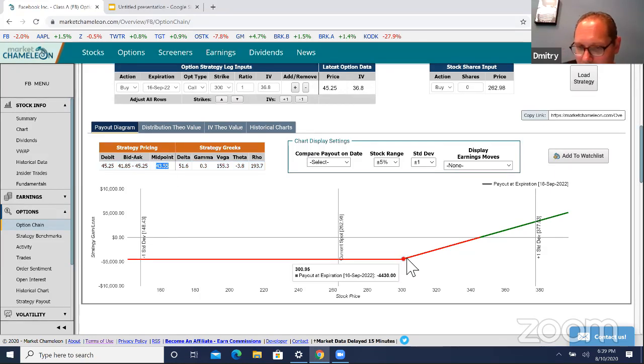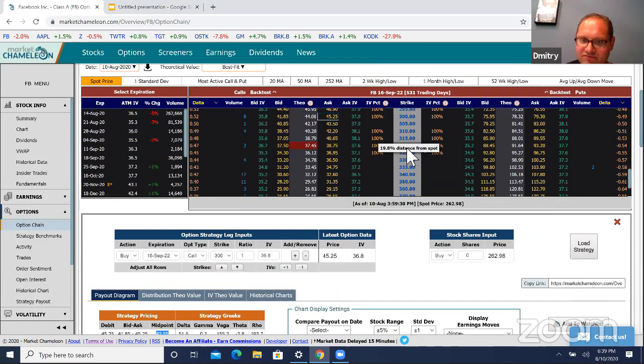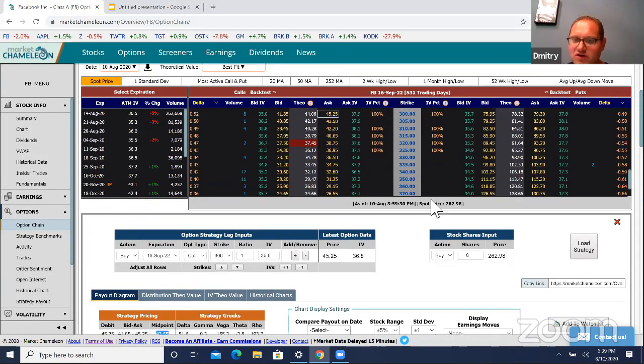When it starts going above 300, remember now it's getting intrinsic. Now it actually has some intrinsic value, meaning that if I buy it, I have the option to buy it for 300. But if it's 301, 302, 303, the higher it goes up, the more intrinsic value it has. That's what this graph is showing.